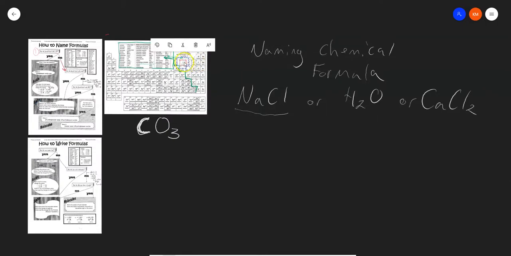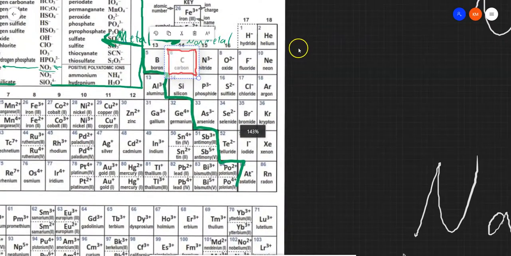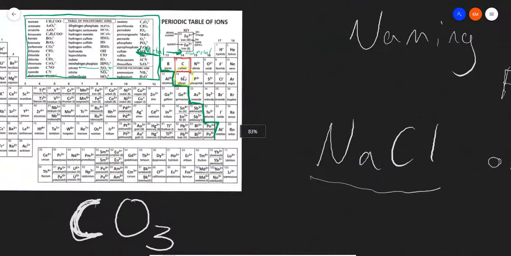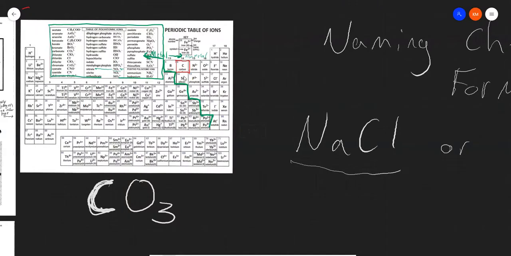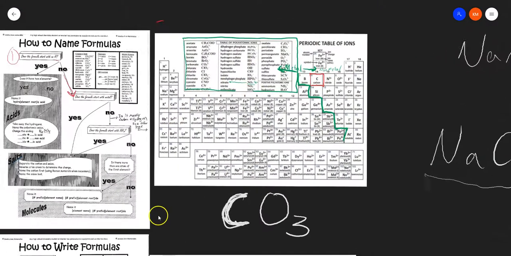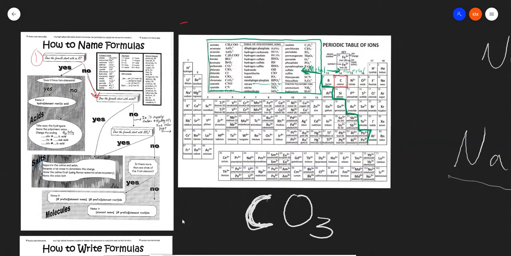I always do that, going the wrong way. All right, so I can see that no, it's not a metal. It's on the right-hand side of the stair step, not a metal. So instead of going this way, I am now going this way.